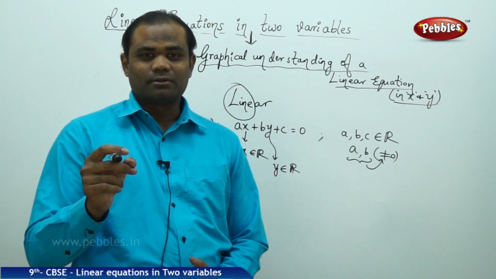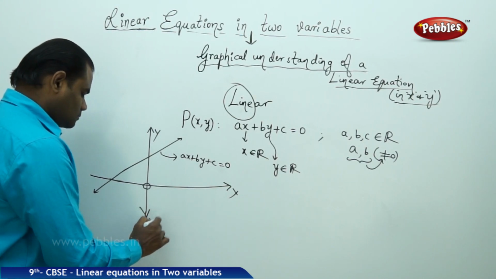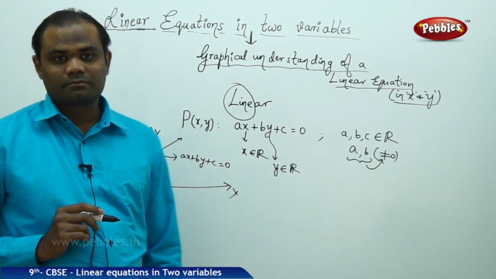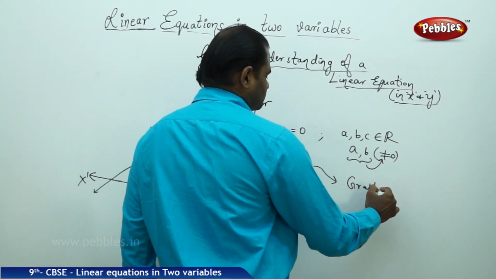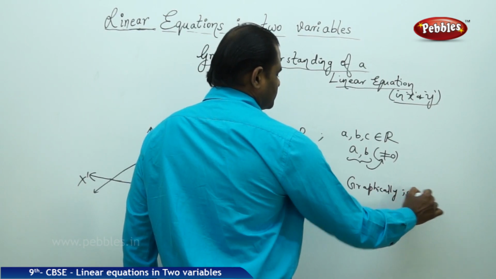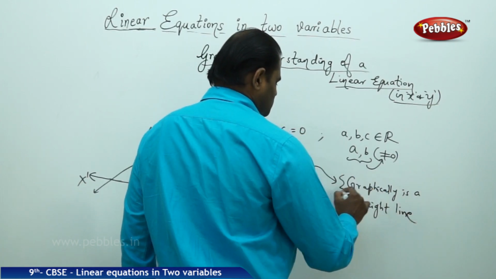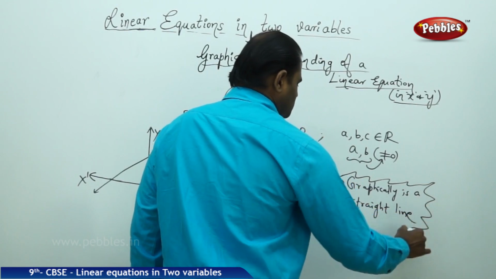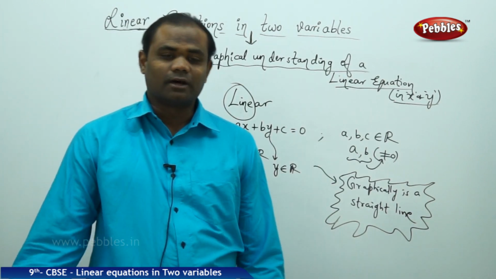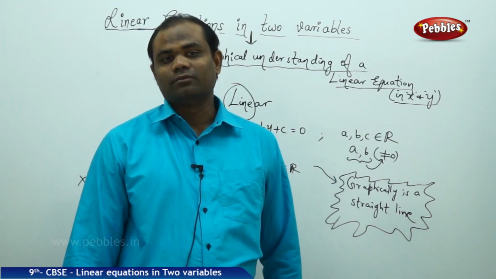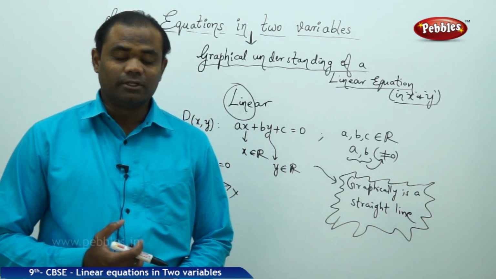So a linear equation in variables x and y in the xy coordinate system is a straight line. So a linear equation graphically is a straight line. A linear equation in a graph is a straight line which I draw with a ruler, is how I understand the graphical concept of a linear equation.